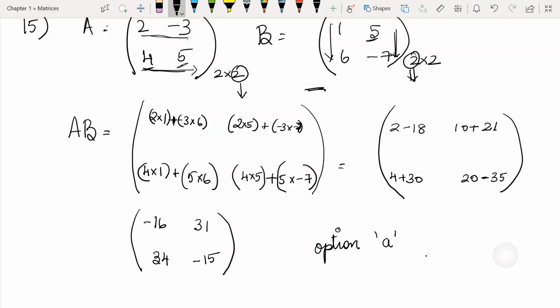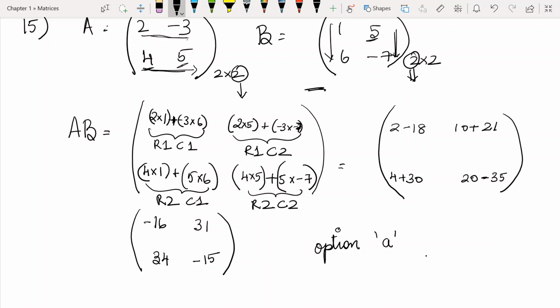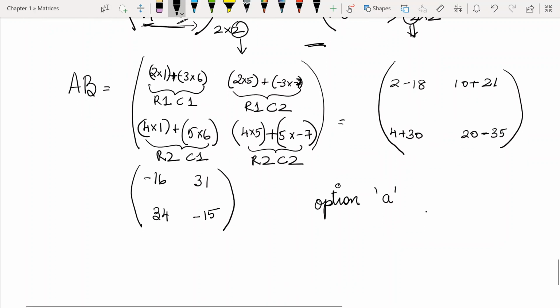Okay. So what did we do here? We took row 1, column 1 for the first element. First element is row 1, column 1. Second element in the first row will be row 1, column 2. This will be row 2, column 1. This will be row 2, column 2. Okay. Now let us proceed.